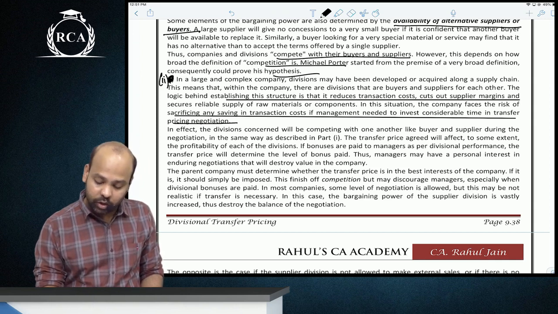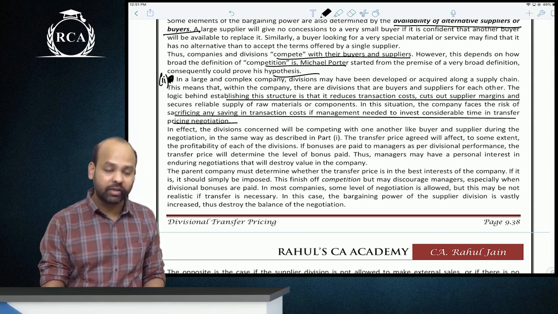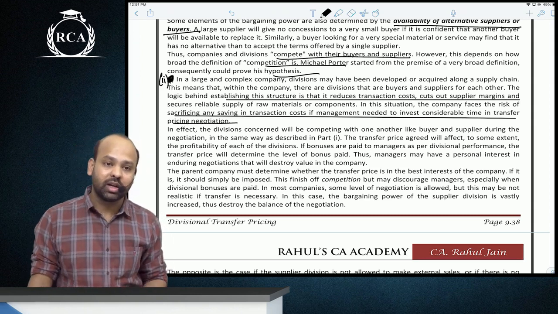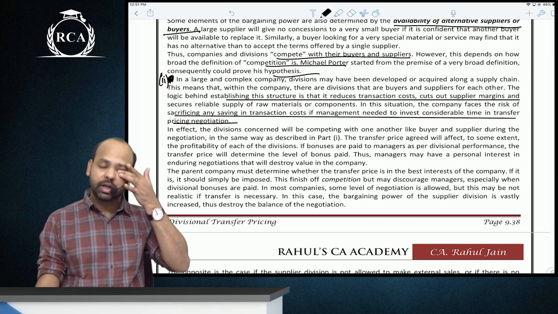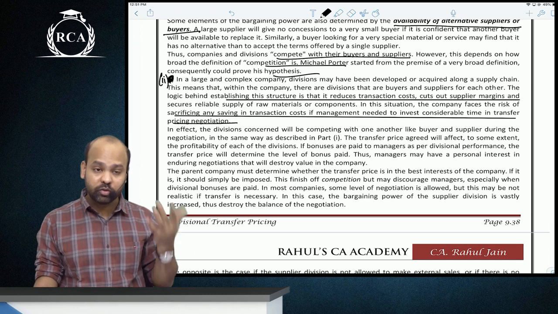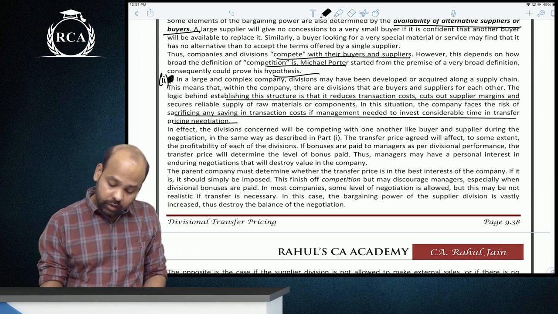If management needed to invest a considerable time in transfer pricing negotiation, if the management were to invest a lot of time in negotiating the transfer prices, then whatever savings you were getting on account of acquiring your suppliers, those benefits are going away.